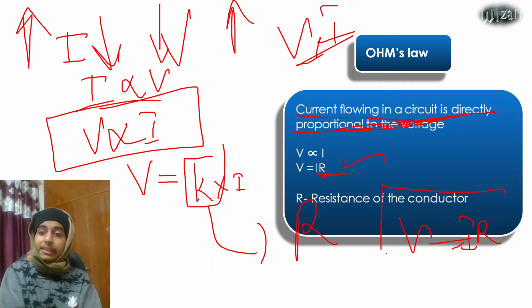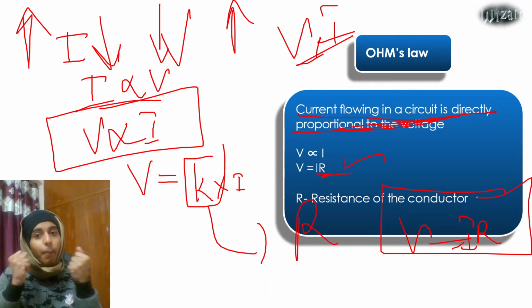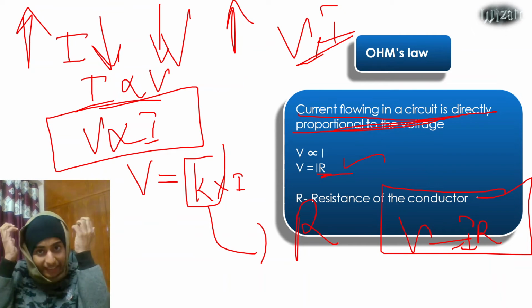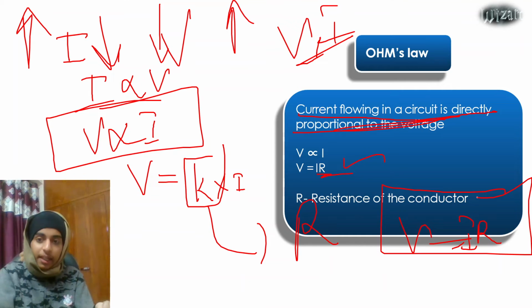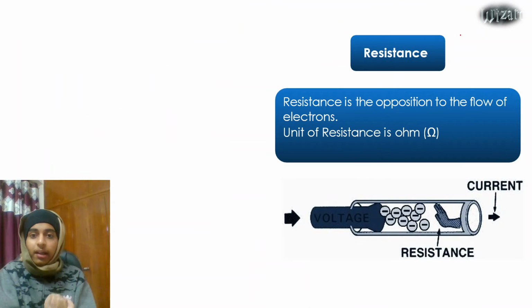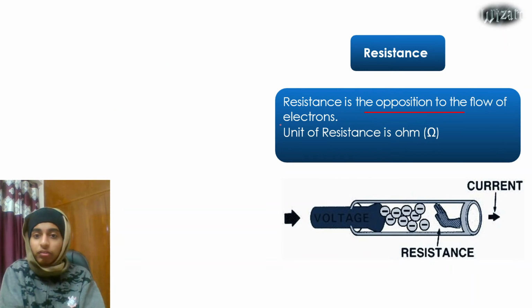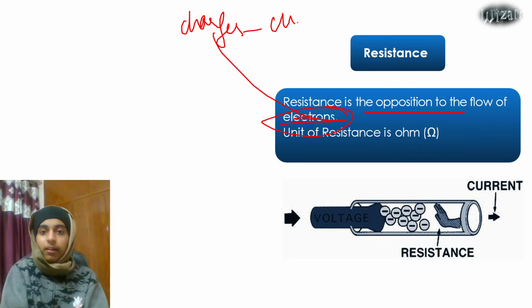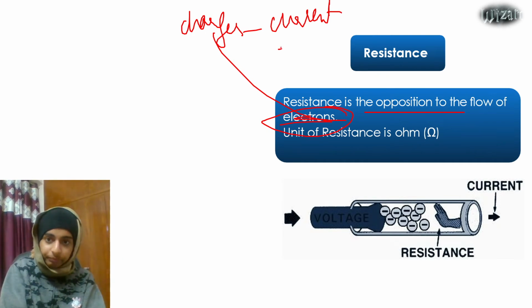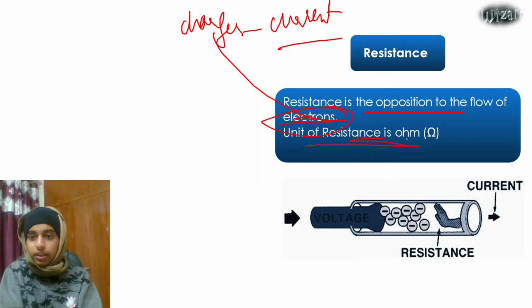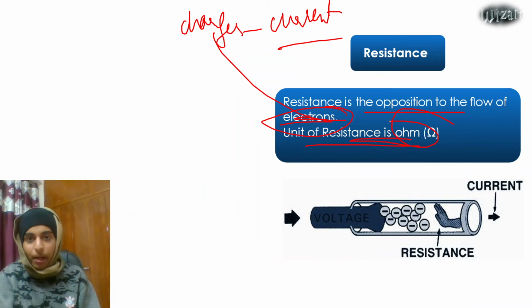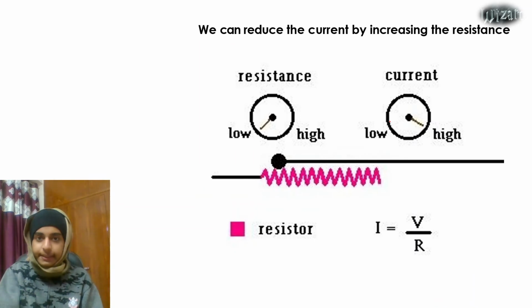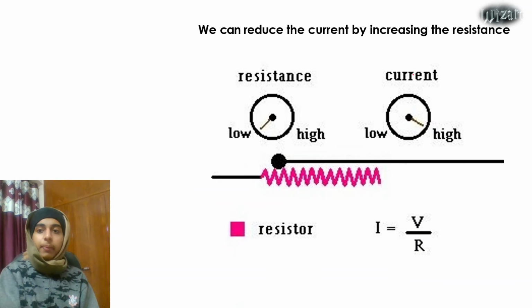Resistance means that which resists, or opposes, or decreases the flow of current. Resistance is the opposition to the flow of electrons, the flow of charges. Flow of charges is current. Clear? And the unit of resistance is ohm, since this law was given by Ohm, and in this way we got resistance.